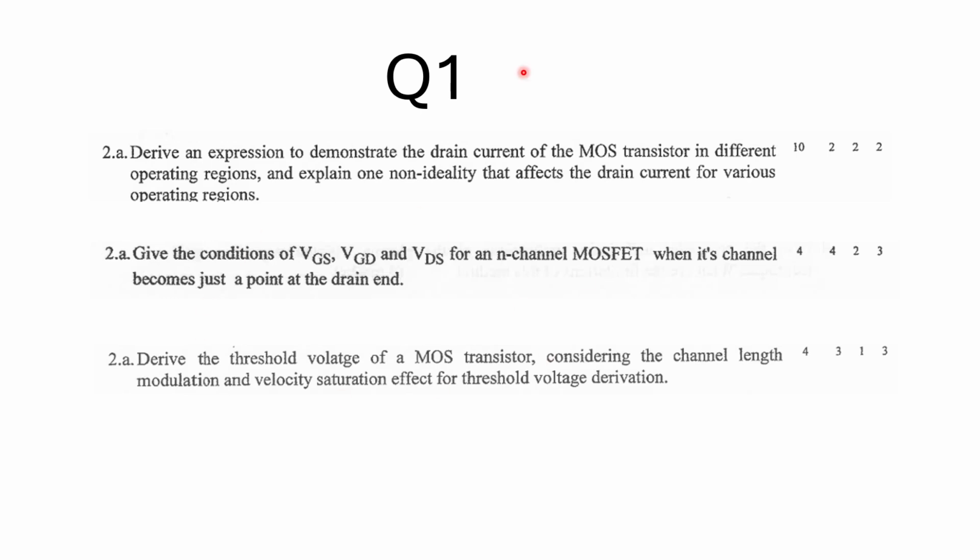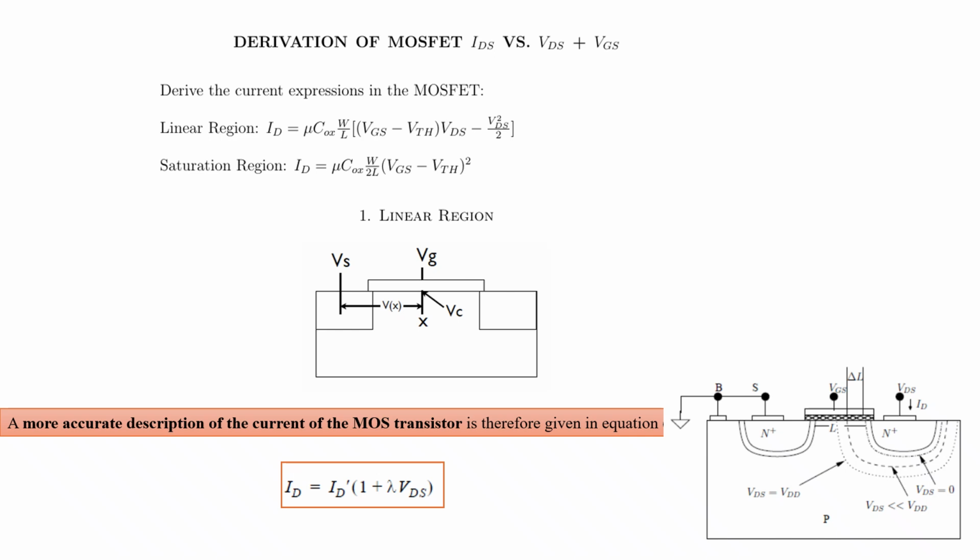First, the question 1 we are going to consider is related to deriving an expression to demonstrate the drain current of the MOS transistor in different operating regions. So actually, how do we find the ID current, that is the drain current in a MOSFET? Similarly, this also gives the conditions for VGS, VGD and VDS for N channels. Again there is a question related to deriving the threshold voltage for this MOS. So this is a very common question. That is why I am going to consider this derivation of drain current, right?